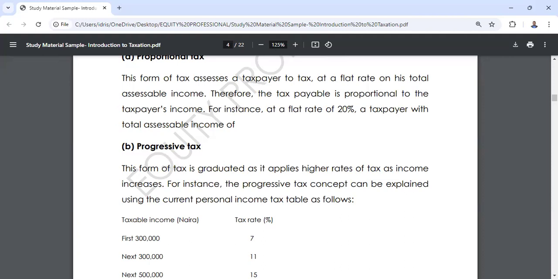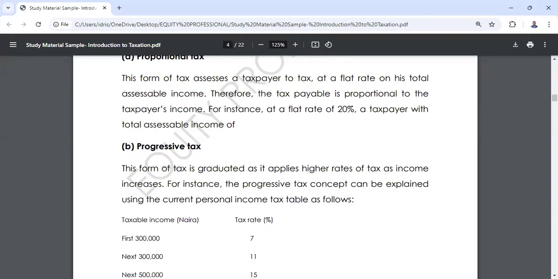Another example of a progressive tax system: company income tax, according to Finance Act 2020, is progressive now. How? The rate of your company income tax now depends on your turnover. If your turnover ranges from 0 to 25 million, your company income tax rate is going to be 0%. But if your turnover ranges from above 25 million to 100 million, your company income tax rate is going to be 20%. If your turnover is above 100 million, your company income tax rate is 30%.